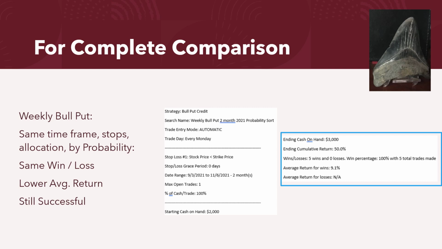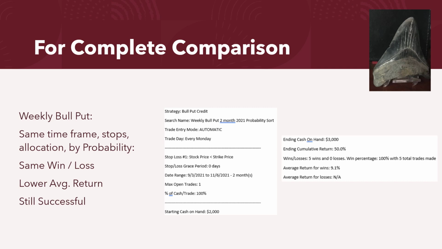But as we'd expect, because we went with the higher probability, which equates to a lower return, even though they still matched all the criteria we would look for, the average return is cut in half from 18.8% down to only 9.1%. But the $2,000 still went up to an ending cash on hand amount of $3,000, or a cumulative return of 50% over the 8-week period.